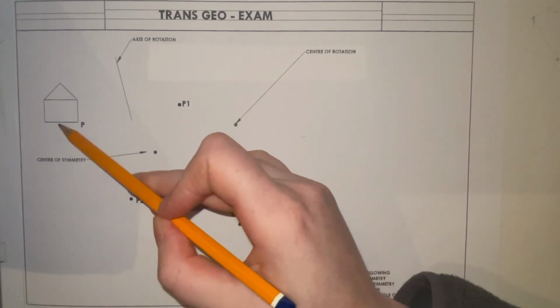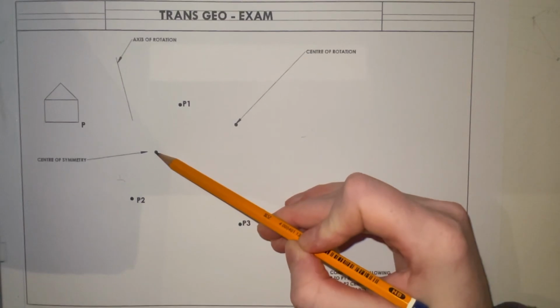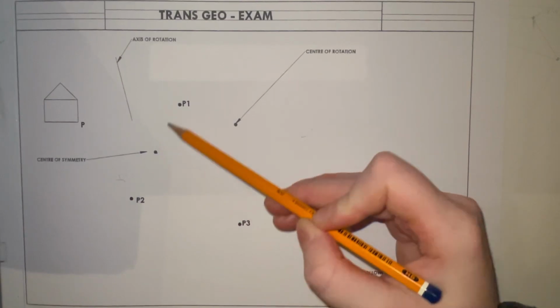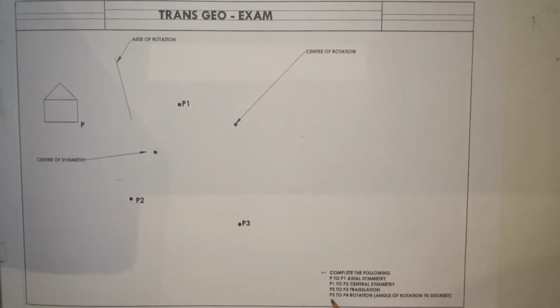Right, so this is a sample exam question. Down here is what we actually have to do in the question. It contains all the transformations that you've done already. So P to P1, axial symmetry, they give you your axis, so simple, just reflect it over your axis. Central symmetry, they give you your center of symmetry here again, so bring all your points through that point. Translation, simple, move it across, and rotation through 90 degrees. They give you your center of rotation, you're rotating all your points up.